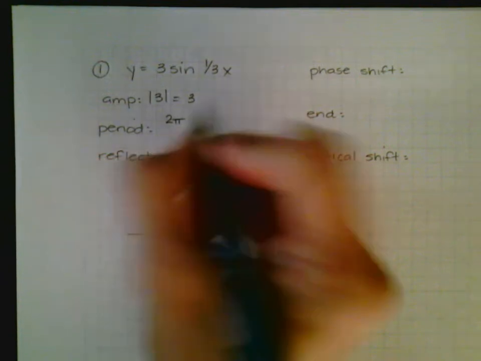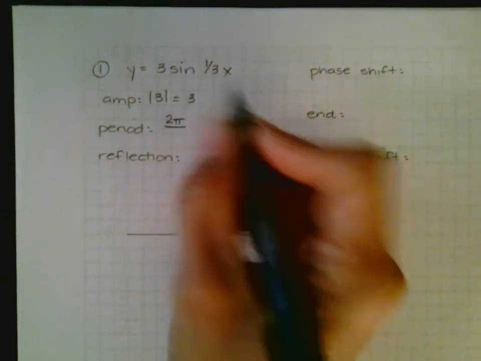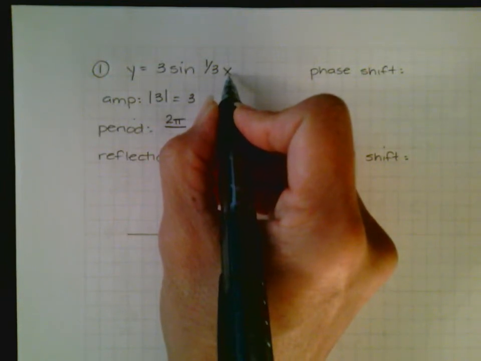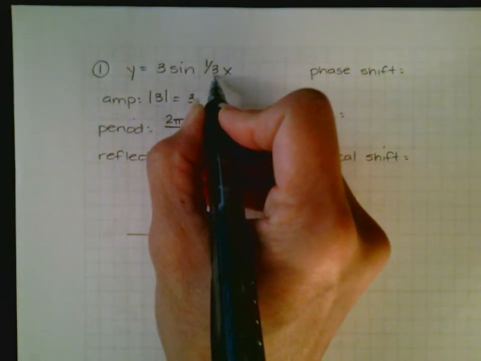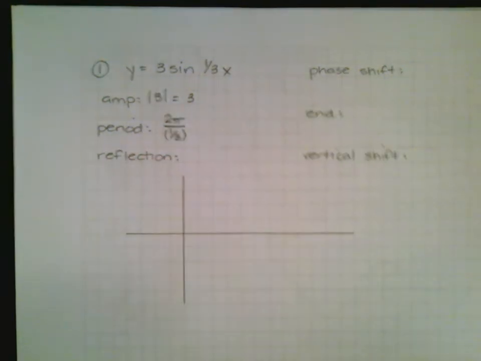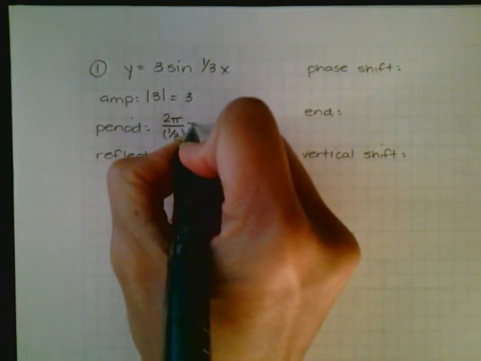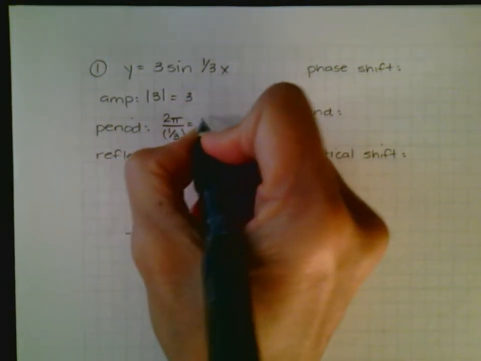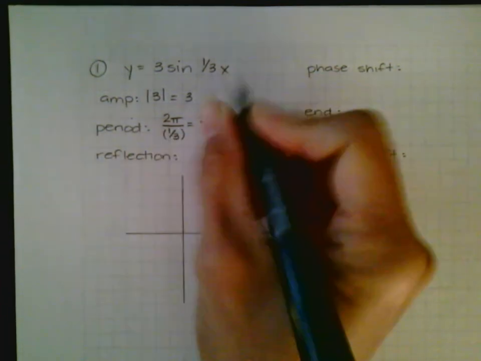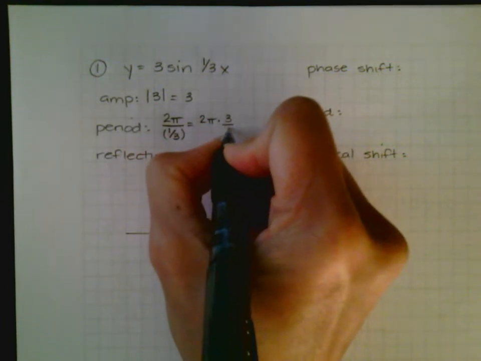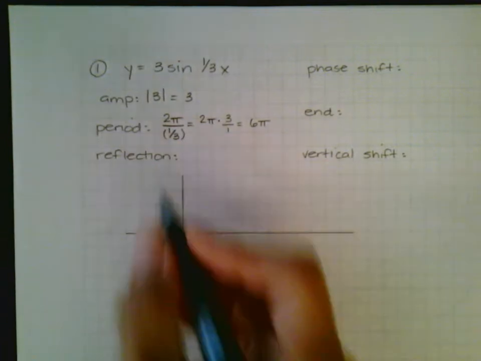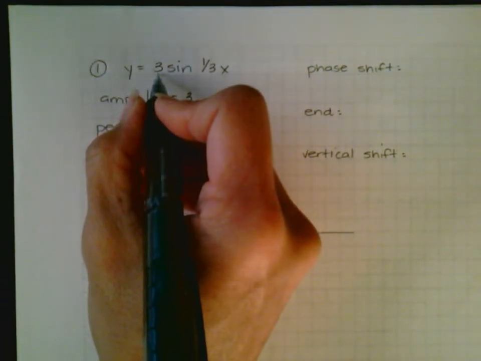All right, so 2 pi divided by our b value. Our b value is always going to be the coefficient of our x. So the coefficient in front of our x is 1/3. So I'm going to put 1/3 right here. Okay? And 2 pi divided by 1/3 is 6 pi. If you want to show all the work, it's like saying 2 pi times the reciprocal of 1/3, which is 3/1, which is 6 pi. Okay? The reflection, that value is positive, so it's going to be none.